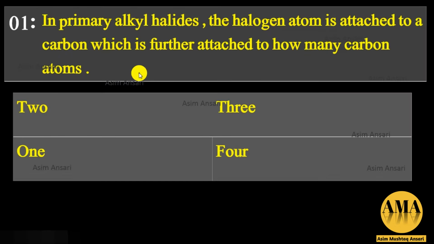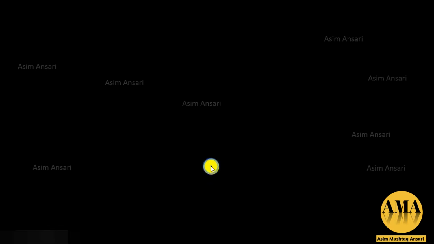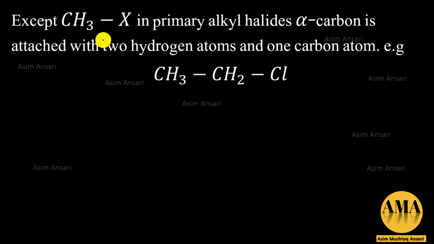In this video we are going to discuss the MCQs of Chemistry 12, Chapter 10, Alkyl Halides. First MCQ: in a primary alkyl halide, the halogen atom is attached to a carbon which is further attached to how many carbon atoms? 2, 3, 1 or 4. Except CH3X, which means methyl halide.